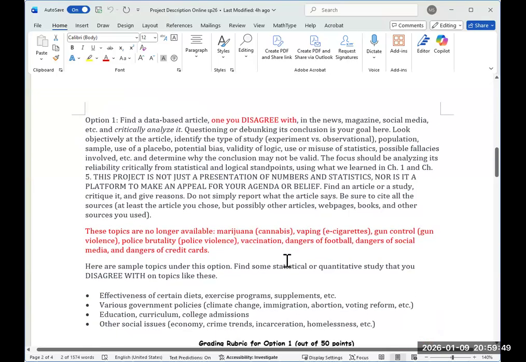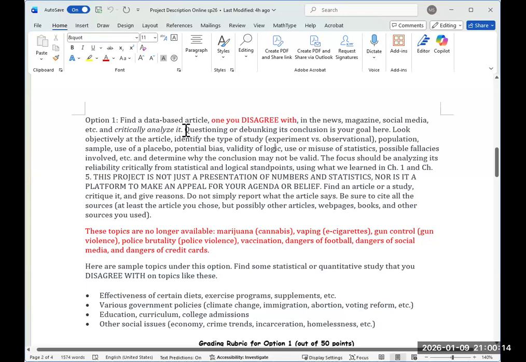Okay, so let's go into these options. Option number one, as I said, is to pick a topic which is a data-based article. In other words, you're going to find an article published in a magazine or newspaper or news, social media, whatever, which you don't agree with. And then you're trying to debunk it, and it's not like you're saying I don't like this.